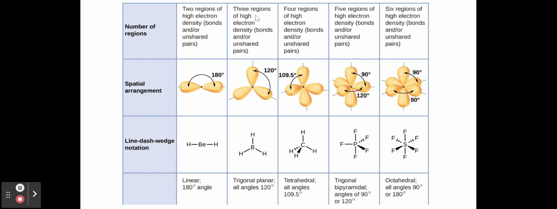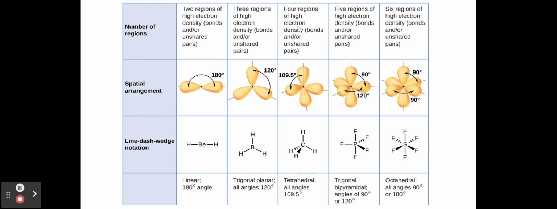Now let's say we've got 3 electron regions. That means we've got a central atom and 3 things coming off of that central atom, either bonds or lone pairs of electrons. We would have a shape similar to this. So we've got boron in the center, and we've got 3 hydrogens bonded to that boron. We would say we're looking at what's referred to as the trigonal planar geometry. And that would have bond angles of 120 degrees. So imagine that going around in a circle is 360, and we're dividing it into 1, 2, 3 regions. That's where that 120 degrees comes from.